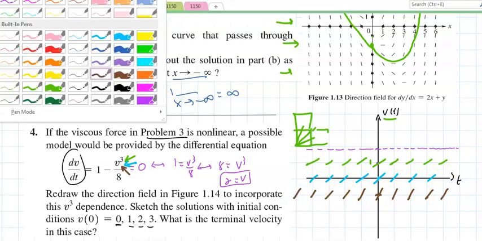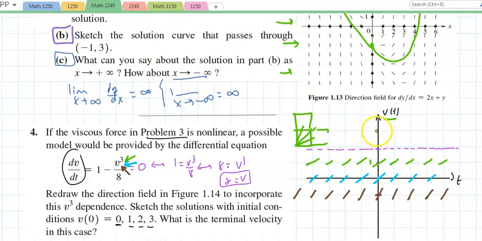What if you're above? What if you went to v equal 3? If you put a 3 there, wouldn't that be 1 minus 27/8? Isn't that negative? And if you go to 4, you're going to notice it's steeper. So do you see what's happening here? If you are beneath, you're being sucked up to this. And if you are above, you're being sucked down.